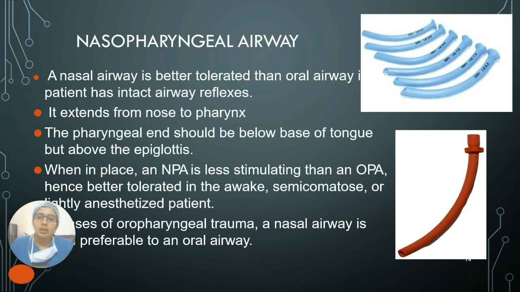Nasopharyngeal airways. A nasal airway is better tolerated than an oral airway in patients who have intact airway reflexes or in an awake patient. It extends from the nose to the pharynx. The pharyngeal end should be below the base of the tongue but above the epiglottis. When in place, a nasopharyngeal airway is less stimulating than an oropharyngeal airway, hence better tolerated in the awake, semi-comatose or highly anesthetized patient.